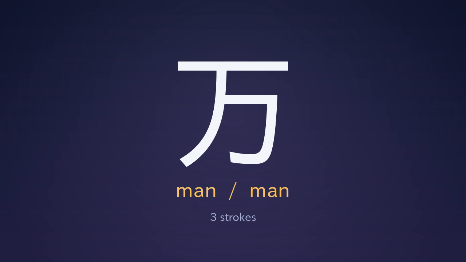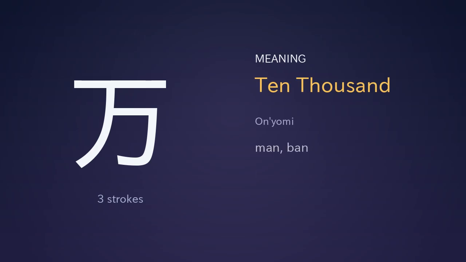Here is today's kanji. It is read man in many words. Take a good look at its shape. This character means 10,000. It has 3 strokes. Inside words, it often sounds like man.